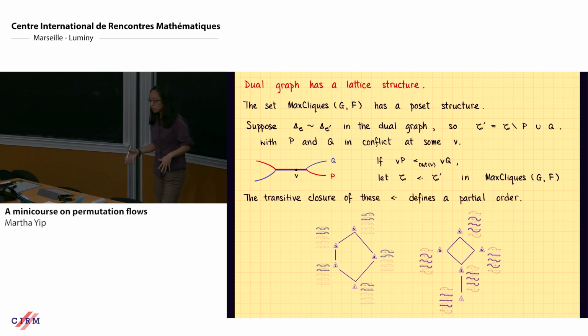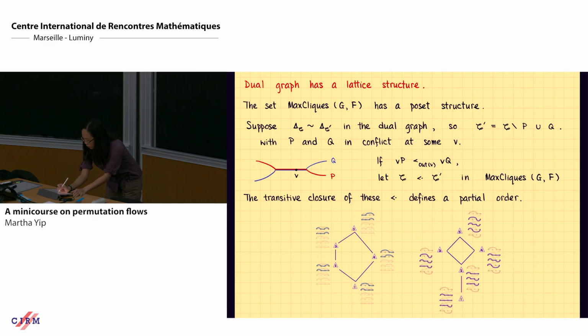Initially, we were just looking at a dual graph structure, but after computing some very elementary examples, we noticed that these dual graphs have shapes that are recognized as Hasse diagrams of posets. And so there is a poset structure on that dual graph.